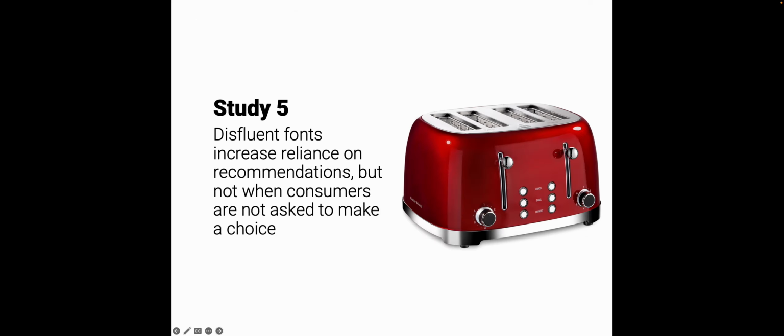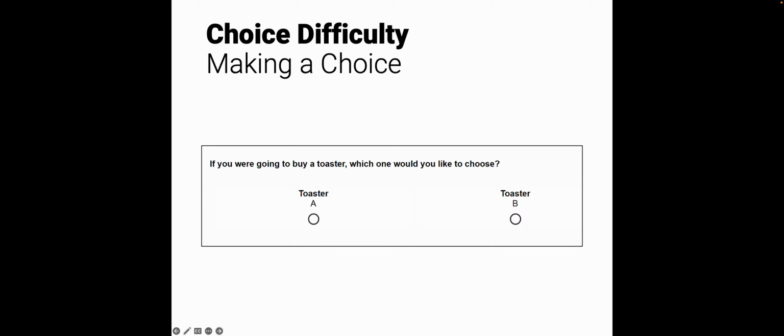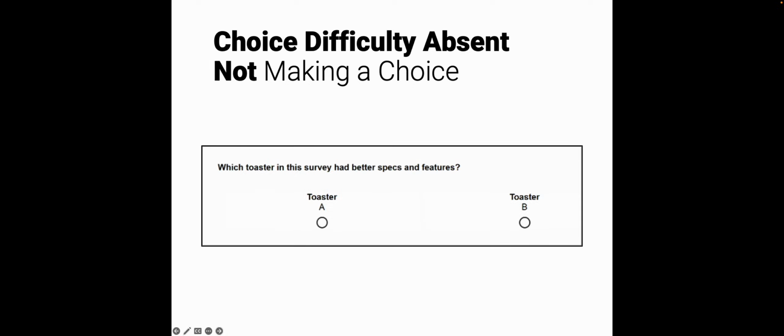In the next experiment, we rely on a similar logic. If the effects are due to participants misinterpreting perceptual disfluency as choice difficulty, we reasoned that they should not make such an inference when they are not actually making a choice. Thus, we asked some participants to make a choice as before, so this replicates the past experiments, but we asked others to instead identify which option had better specs and features. So the idea being that when they're asked this question, they shouldn't misinterpret the disfluency they're experiencing as choice difficulty.